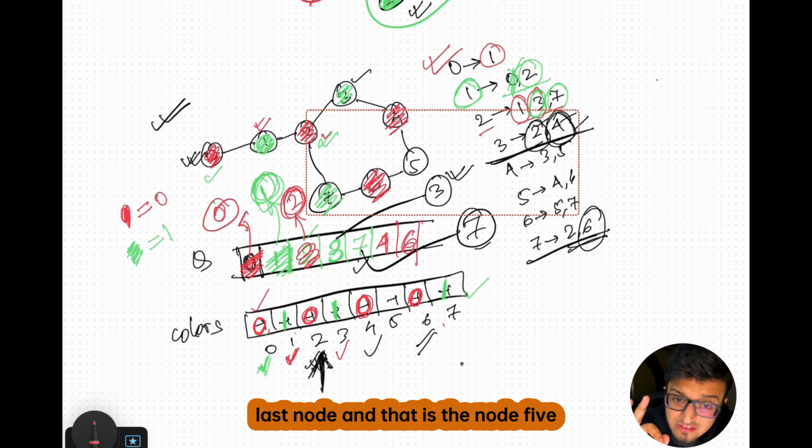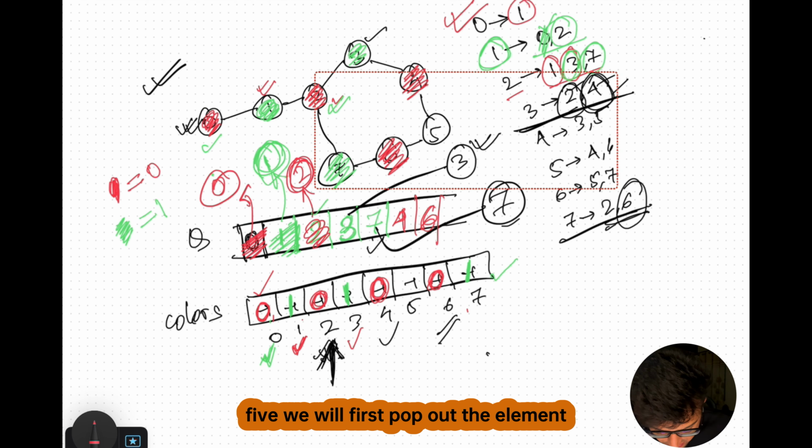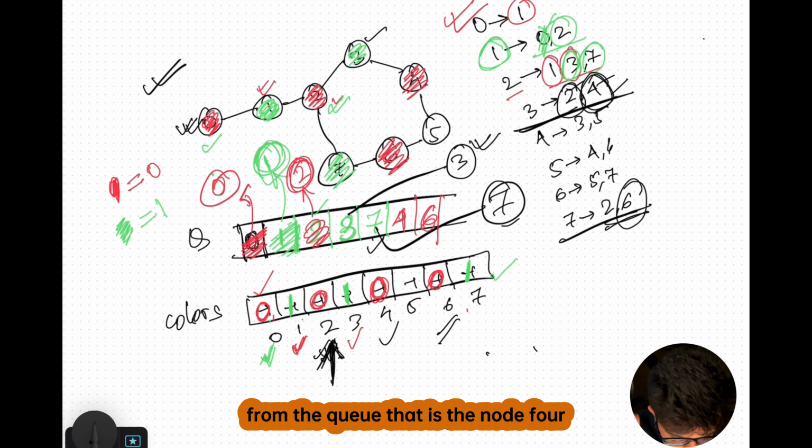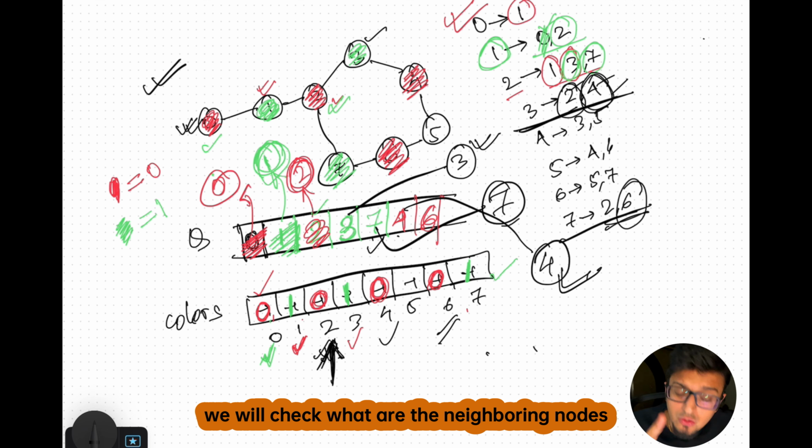Now we are at the last node, and that is node 5. How will we go to node 5? We will first pop out the element from the queue, that is node 4, the next element over here, and we will check what the neighboring nodes of node 4 are.